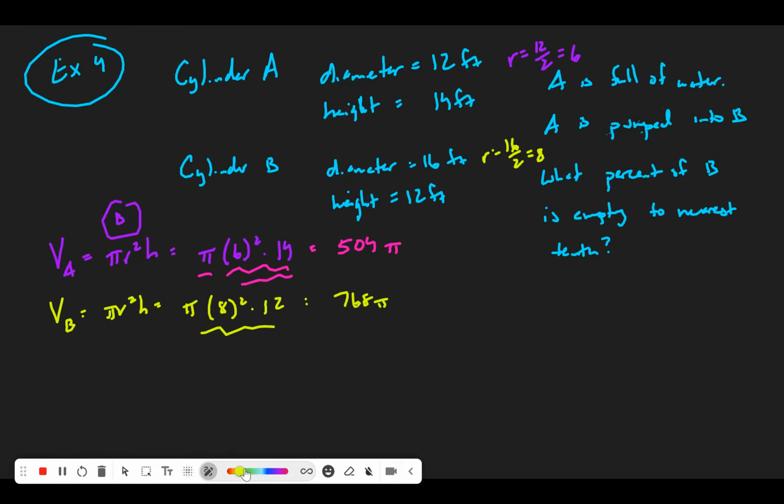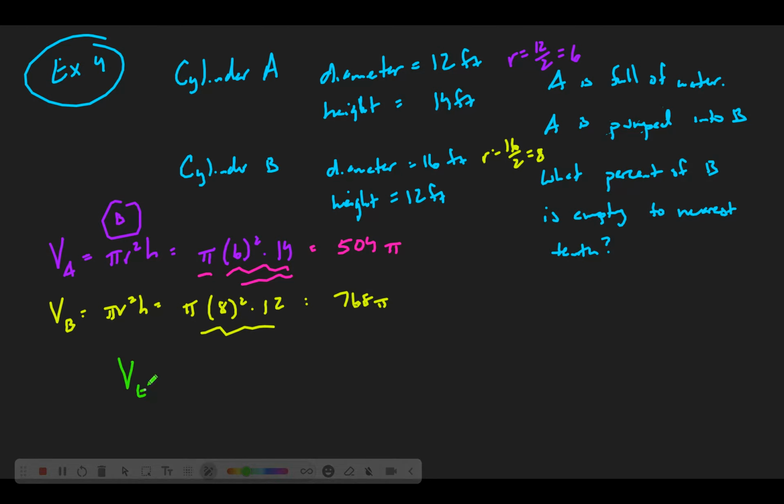To find the volume of the empty space, we're going to subtract the volume of B, 768 pi, minus the volume of A, 504 pi. When you do this, you don't need to put the pi's. Think of the pi's as x. You're just going to subtract the 768 and the 504. You get 264 and just put the pi with it. Okay? And now, that is the volume of the empty. To find this percentage, you always take the volume of what you have or what you want and divide it by the total.